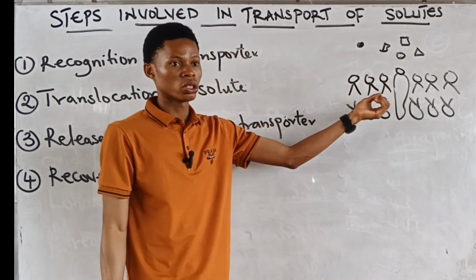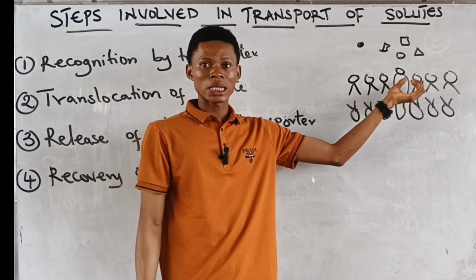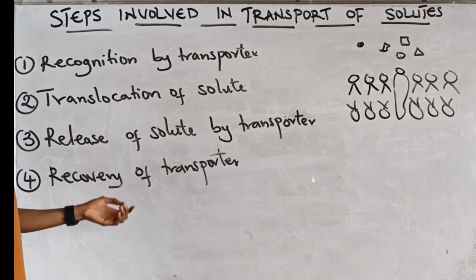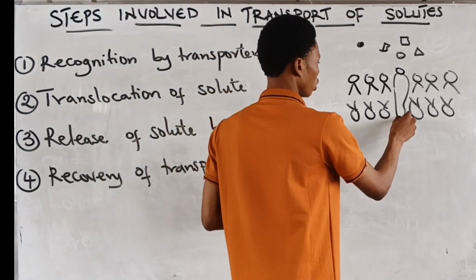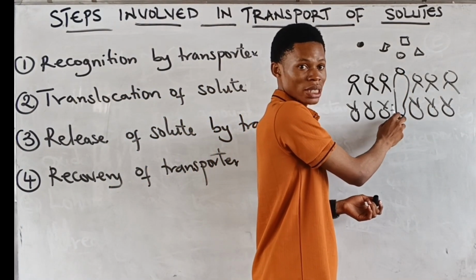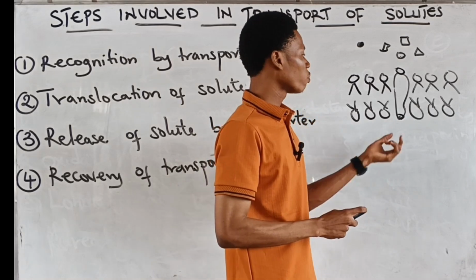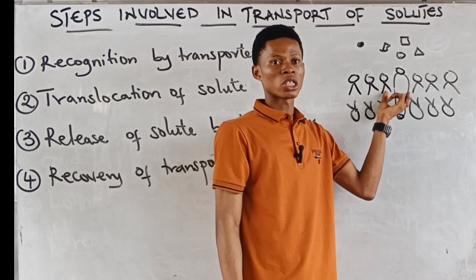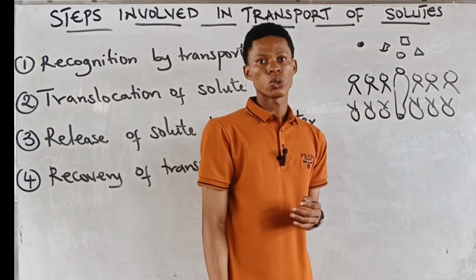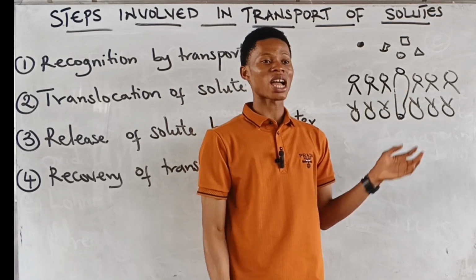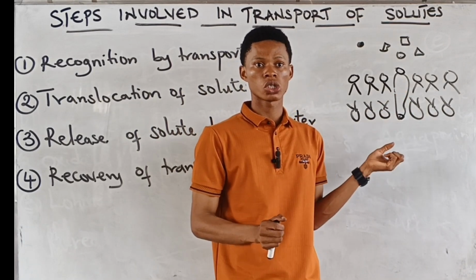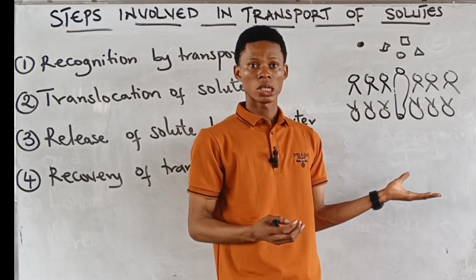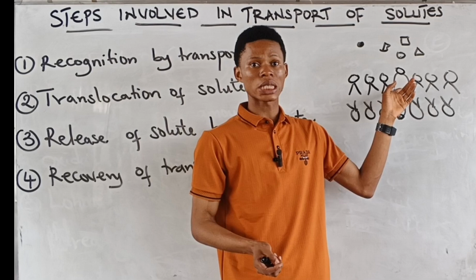So first is recognition. Then after it recognizes, it binds, and next it can pass through. Now that is the translocation. The next thing, after it has been translocated to this other side, is for it to be released. The release of this molecule is dependent on the affinity of the membrane protein to this solute. Meaning, if this transporter has high affinity, loves it so much, it will hold it longer. But if it does not have high affinity, it will be released faster. So the release is dependent on the affinity.